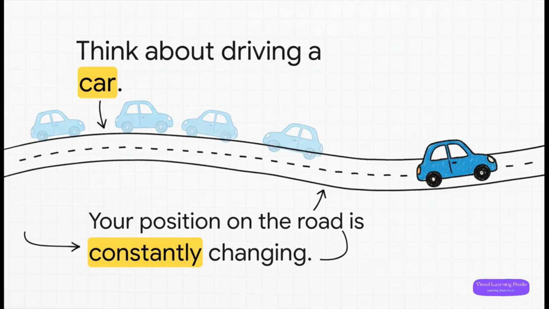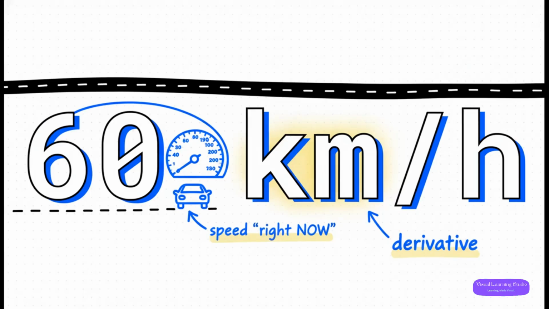Just imagine you're in a car. You're driving down the road. Pretty simple, right? Your position is constantly changing. So you glance down at your speedometer. It says 60 kilometers per hour. Now really think about what that number is telling you. It's not your average speed for the whole trip. It's your speed right now, at this precise moment. And that instantaneous speed, that is a perfect real-world example of a derivative.